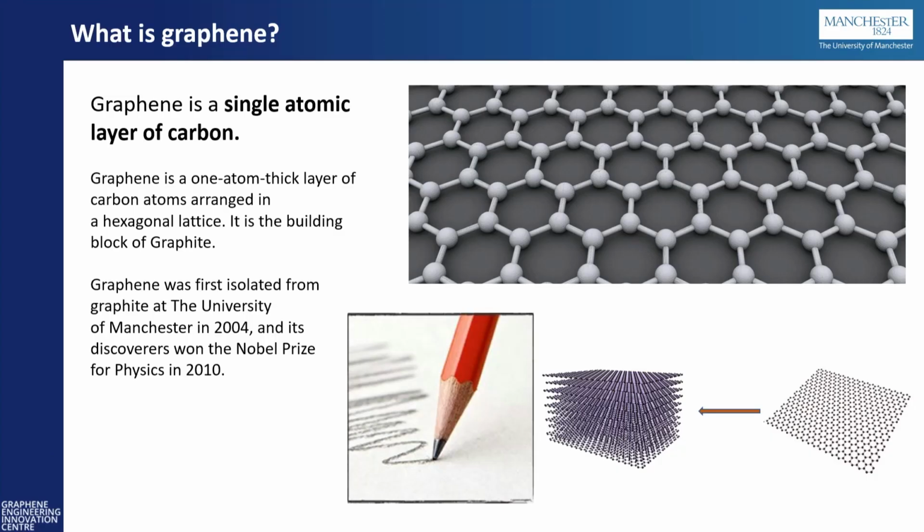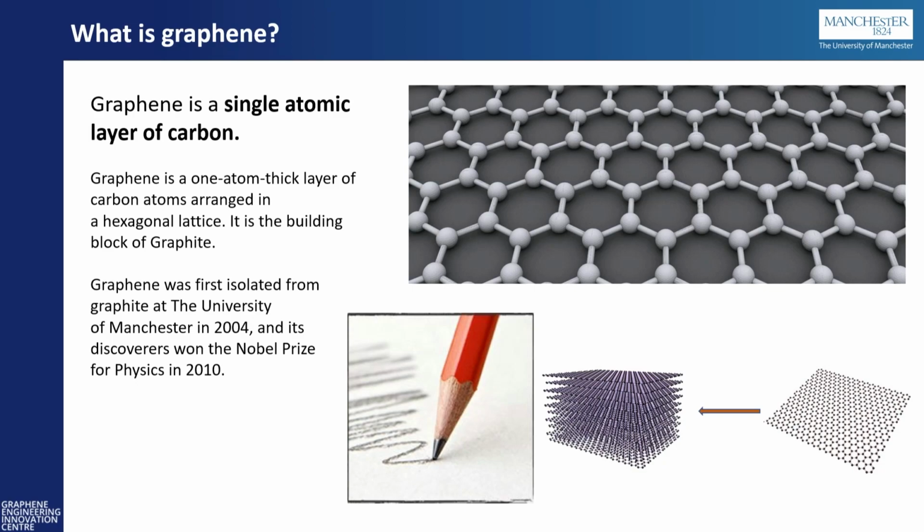Graphene is essentially carbon. And it's what you would get if you took away a single layer of graphite. So this is your graphite here. It's already a good material. It's a good conductor. It's strong. It's used in lots of applications.